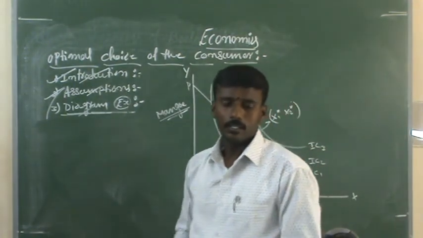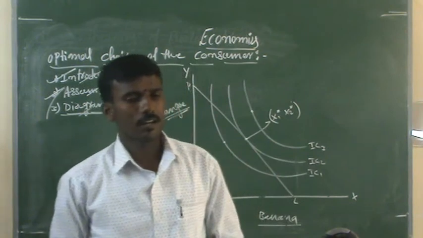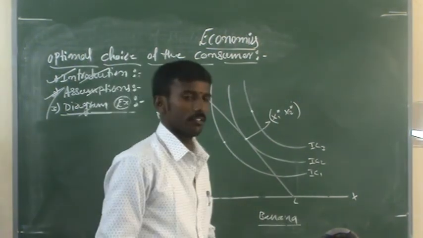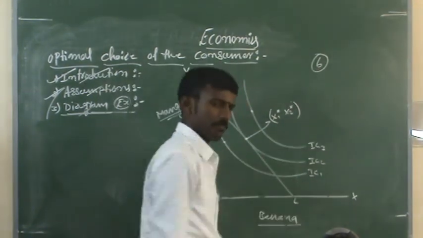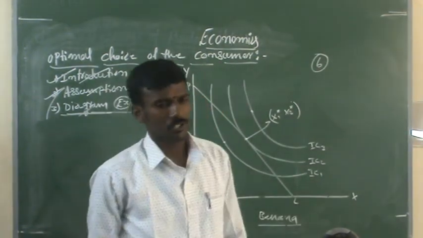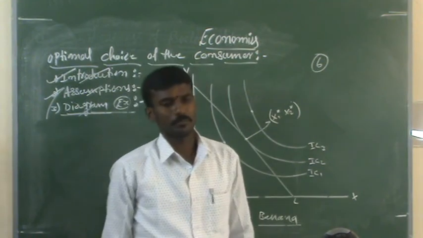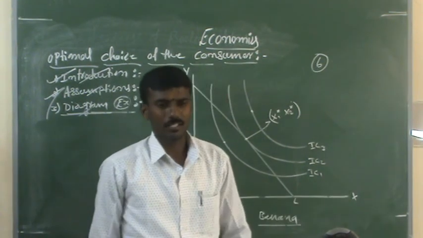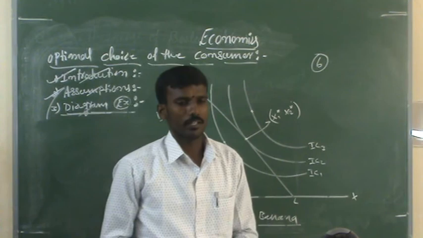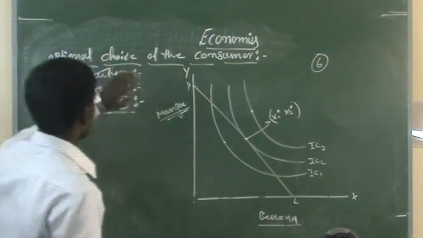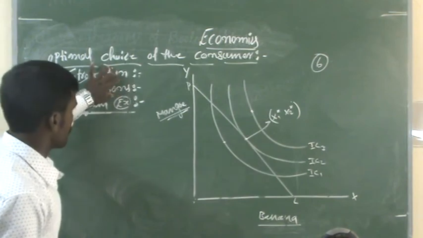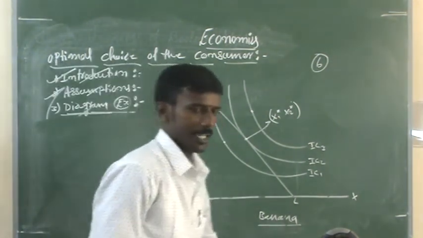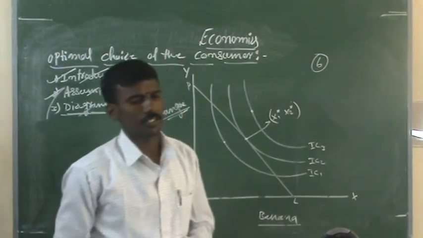See here, simple questions are not asked here. Directly the examiner asks a 6 marks question, a direct question: explain the optimal choice of the consumer with the help of a diagram, with the help of a graph. Like that, the 6 marks question will be. In this situation, we write the introduction properly, and 5 assumptions will be there. Assumptions and diagram explanation, and we will get the 6 marks.